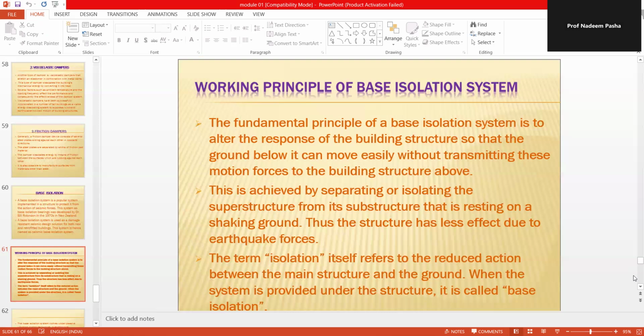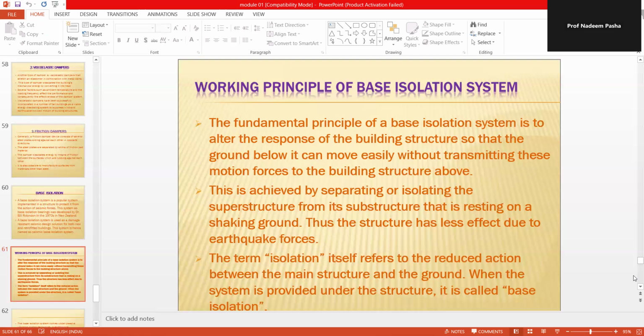So what do we mean by the response of the building structure? Suppose an earthquake occurs in X direction. What will be the reaction of the building in Y direction? Or in other words, what will be the response of the building during an earthquake? The response of the building is such that the ground below it can move easily without transmitting these motion forces into the building structure above. So what this base isolation system is doing is minimizing the effect of seismic forces, and not allowing the seismic forces to move to the upper floors. It is vanishing the effect of earthquake at the bottom only.